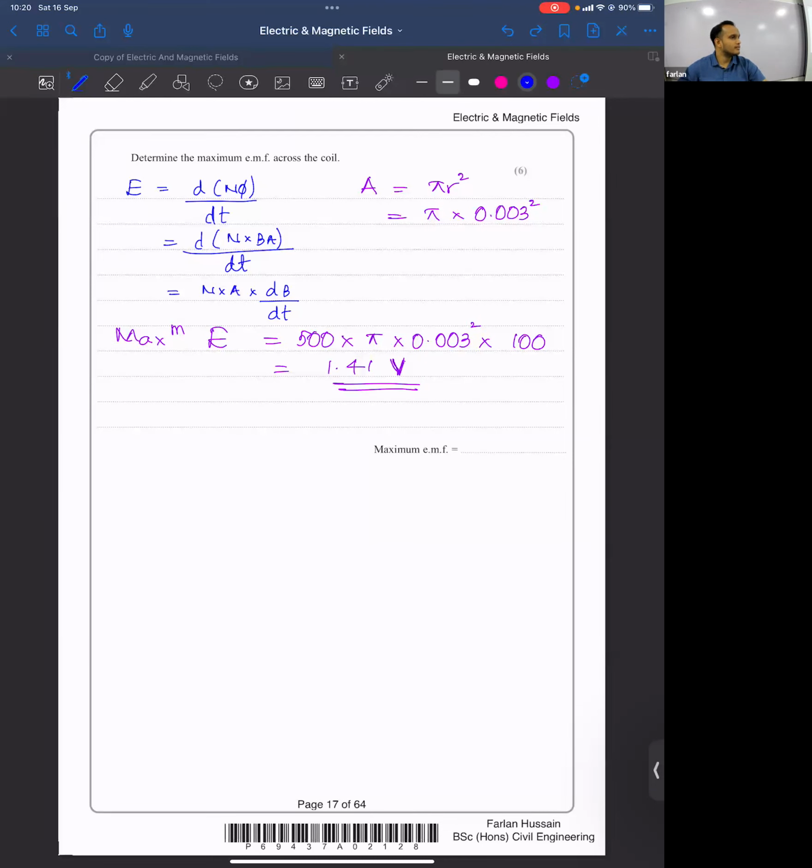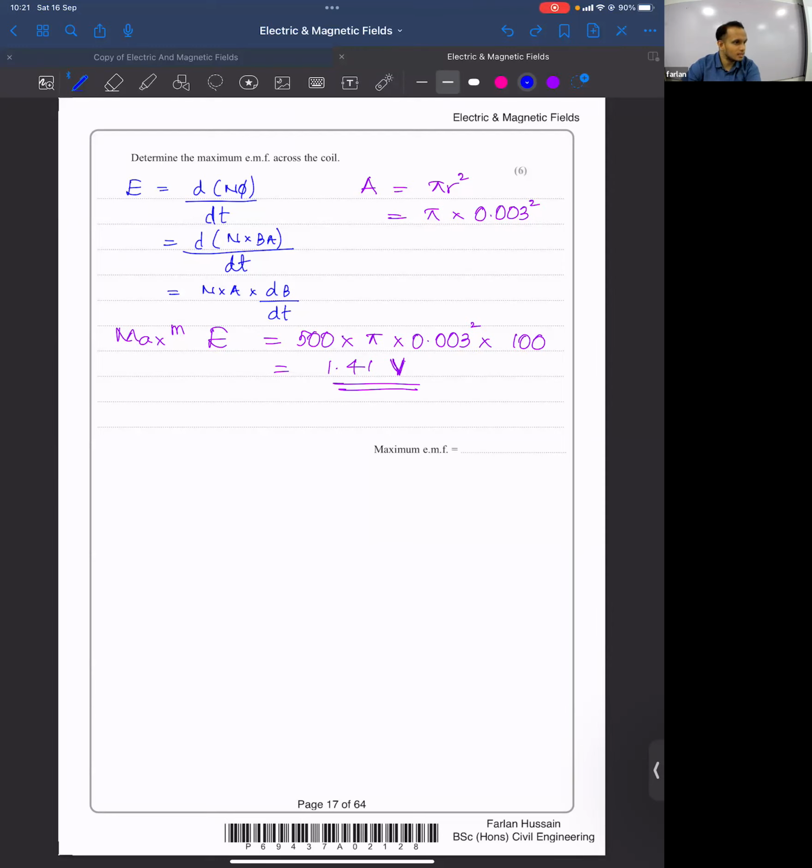Okay. Make a note for your reference. The EMF induced will be maximum at the points where the rate of change of B is maximum. Is that clear? So guys, learn what you are supposed to learn from this question.